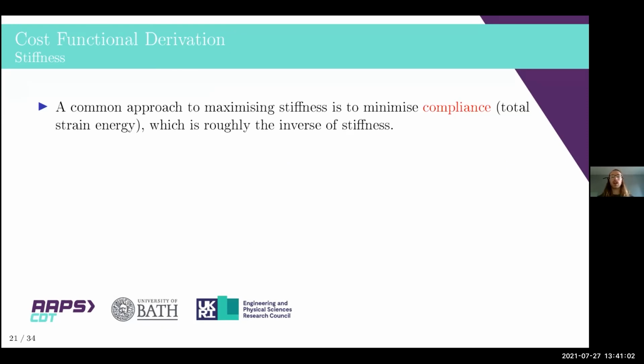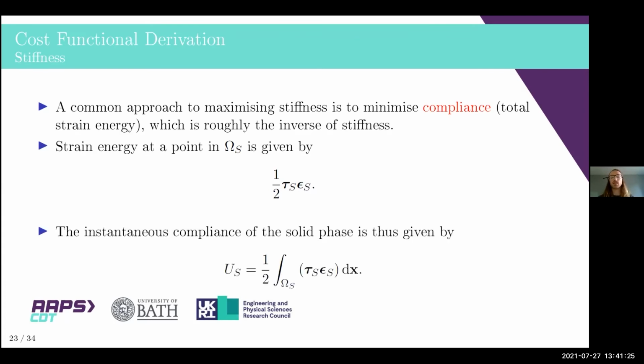And we can find an expression for the stiffness. In optimization, a common way to express stiffness is this: to maximize stiffness is to minimize compliance, which is roughly the inverse of stiffness. And compliance is defined as the total strain energy. So strain energy at a point is given by this equation, half times the stress tensor times the strain tensor. So if we want the compliance of the entire solid phase, we have to integrate over the entire domain. And then this gives us our instantaneous compliance of the solid phase. I'll touch on why it's instantaneous in a minute.